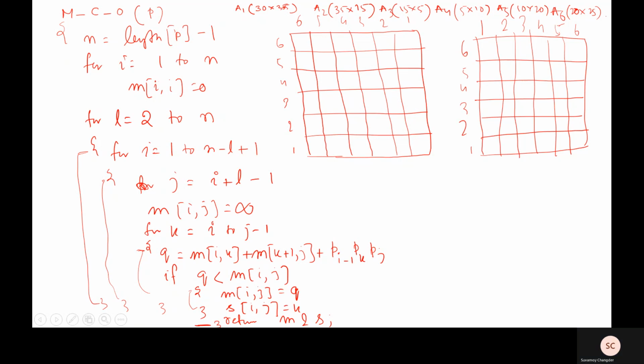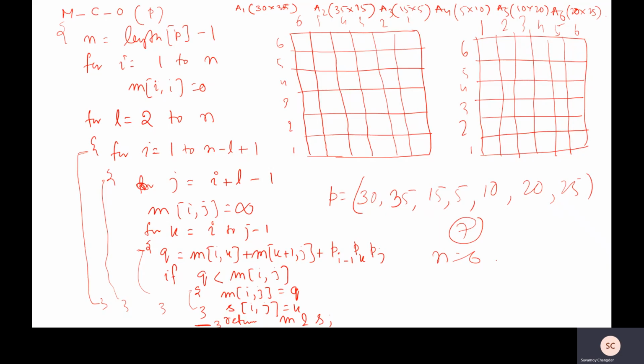Okay, so let us check for that. What is p? P is the array 30, 35, 15, 5, 10, 20, 25. So that is 1 2 3 4 5 6 7 entries. Therefore, n is equals to 6. Now, for i equals 1 to n, m[i,i], that is m11, m22, m33, all are 0. So m11 is 0, m22 is 0, m33 is 0, m44 is 0, m55 is 0, m66 is 0. Why?